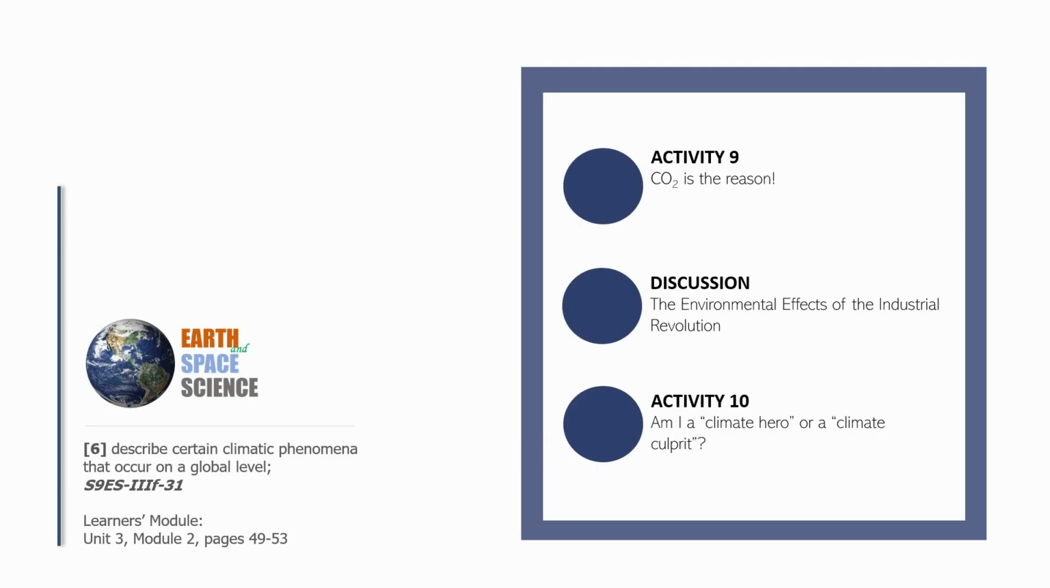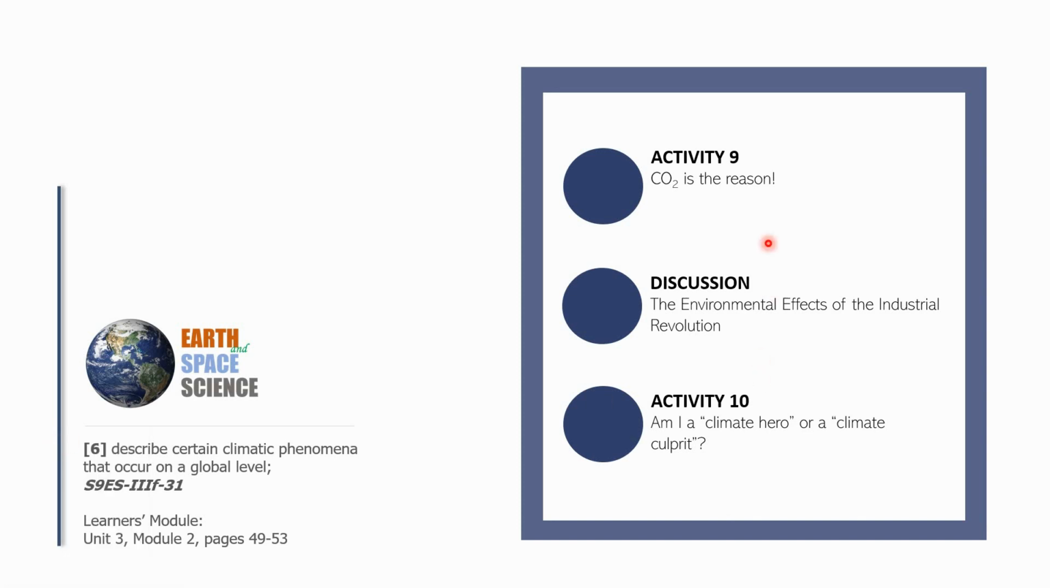Here we are in the 10th session for the Earth and Space Science series of the Knowledge Catalog. We are still working on the 6th learning competency, which you see here, the lower left. Learning competency number 6 describes certain climatic phenomena that occur on a global level. Also, this session is divided into the following parts.